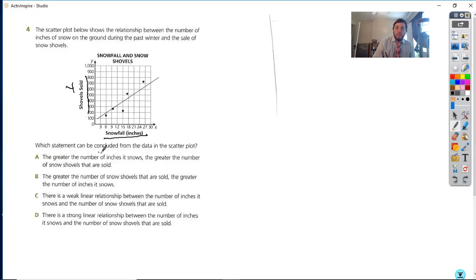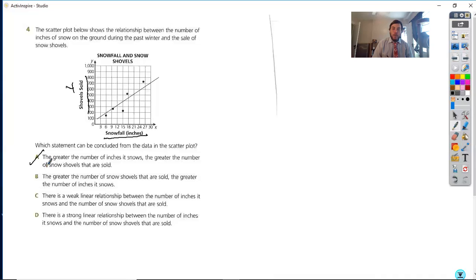The greater number of inches of snow, the greater number of snow shovels that are sold. So what that's saying is that as the inches of snow are greater, then more shovels are sold. Maybe, but this is kind of implying here that there's causation. So this is showing that if there's more snow, more shovels will be sold. Here, it doesn't necessarily tell us that, right? Because if we look here at 15, more inches of snow fell than when we had 9, but less shovels were sold. So this one is implying causation, which is not correct here.